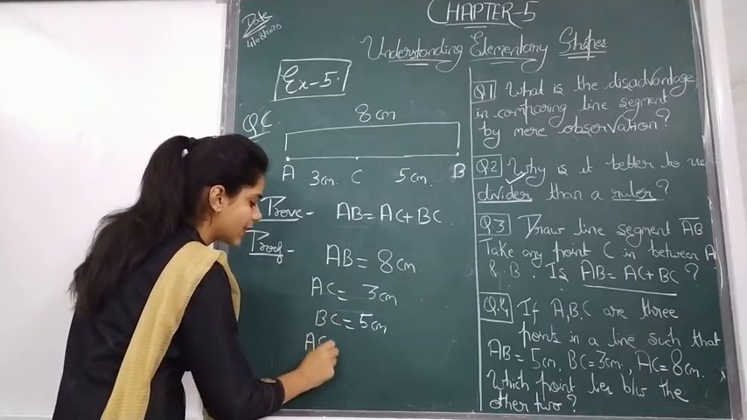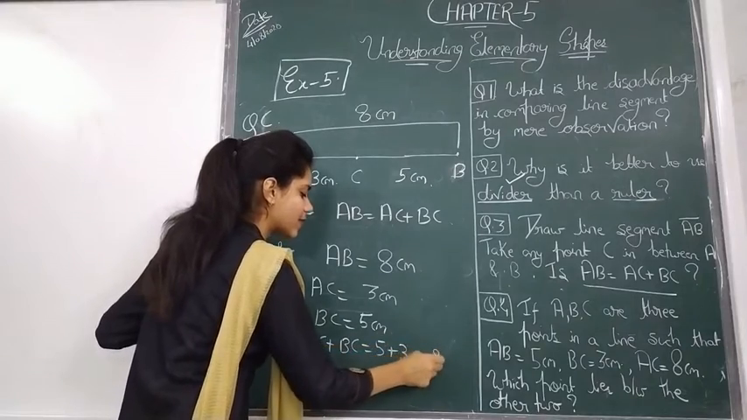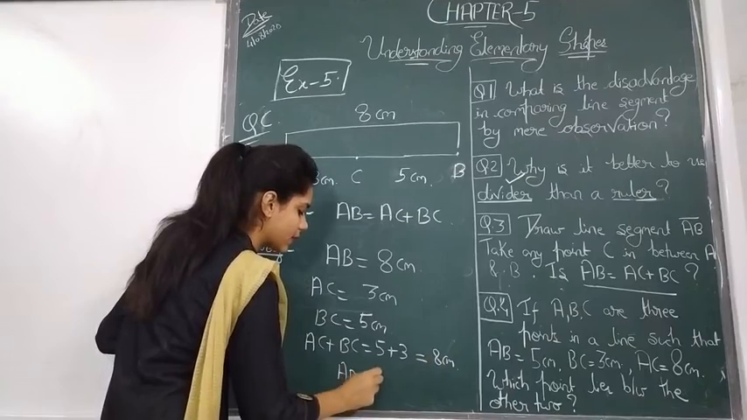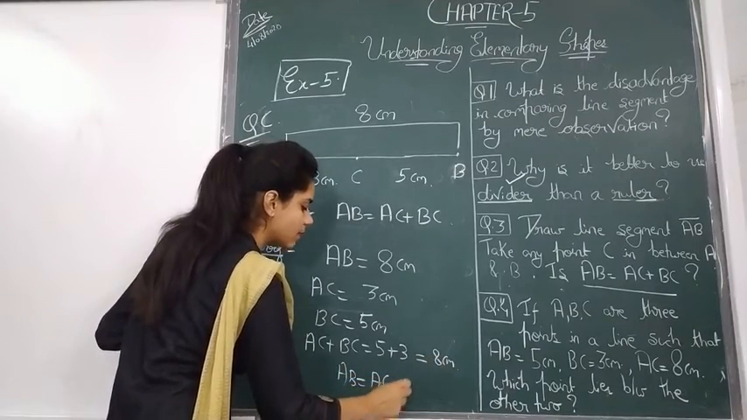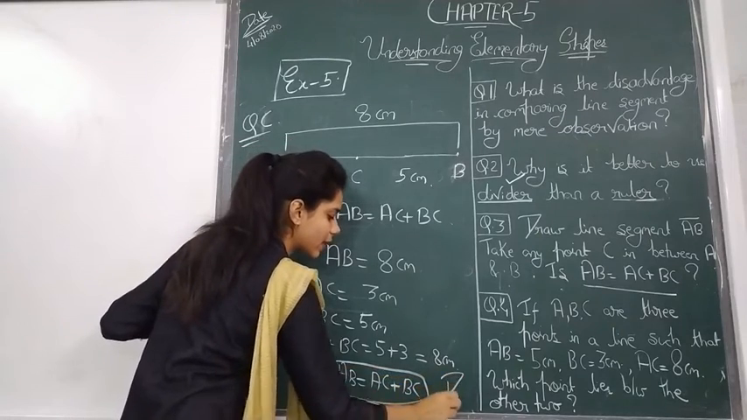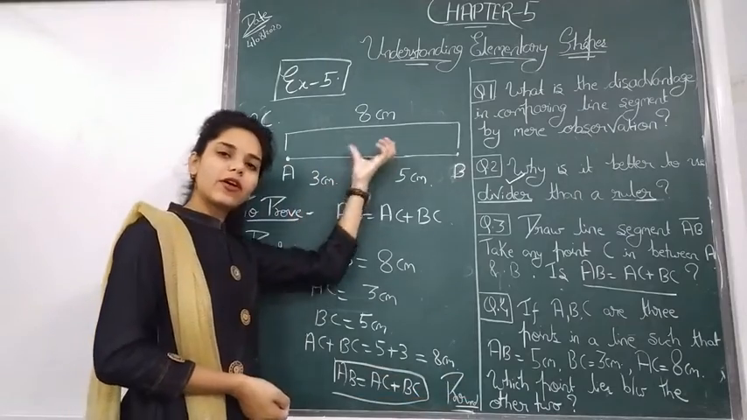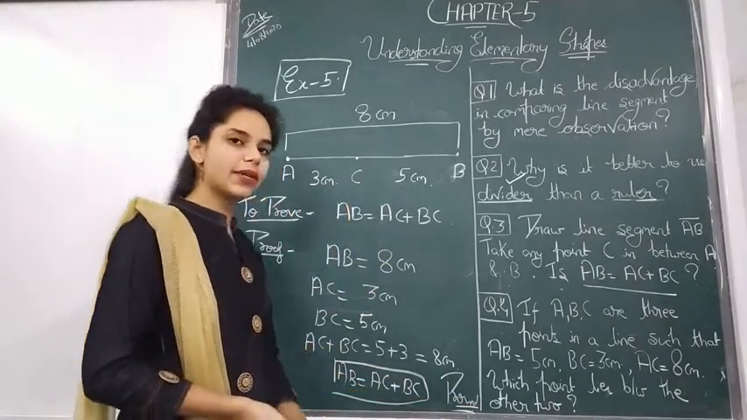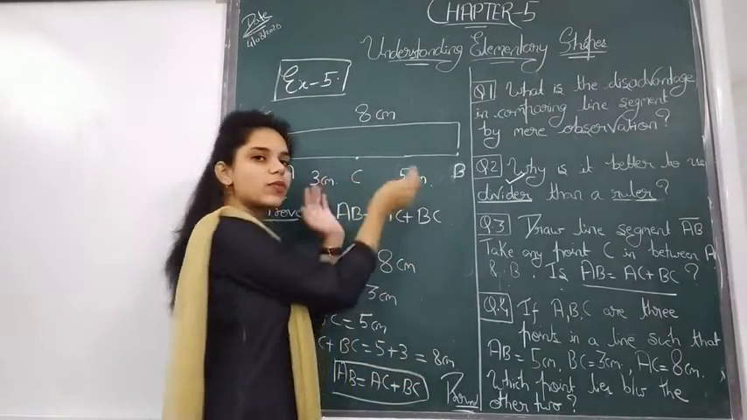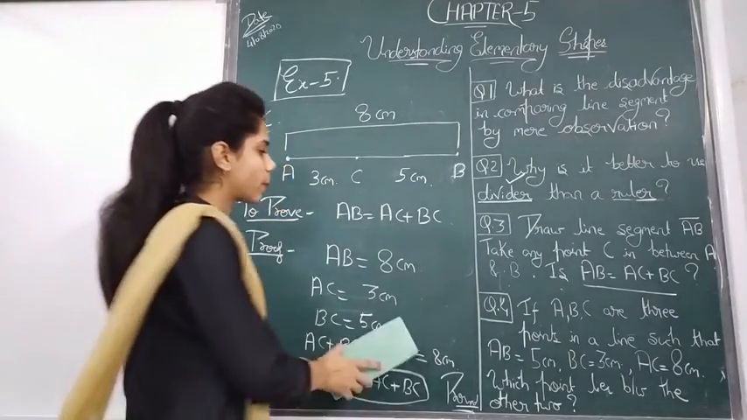AC plus BC equals what? 5 plus 3 means 8 centimeter. So AB equals AC plus BC. In this way we proved it. You can take another measurement for all these things, and you will get the same result, that this big line is the sum of the smaller lines. Understood? Now let's move to question number 4.